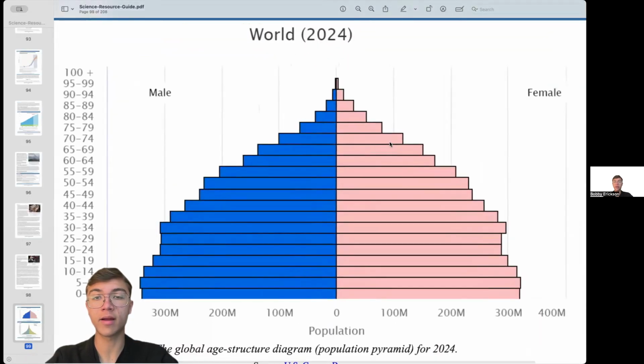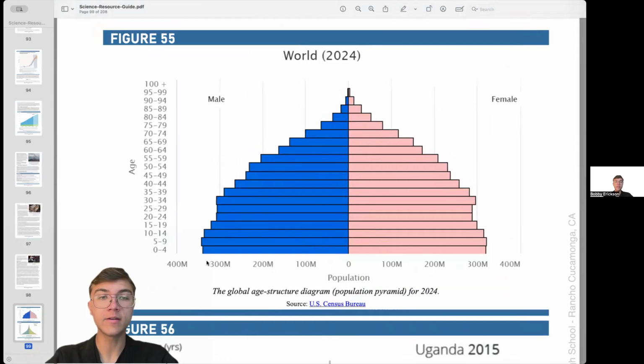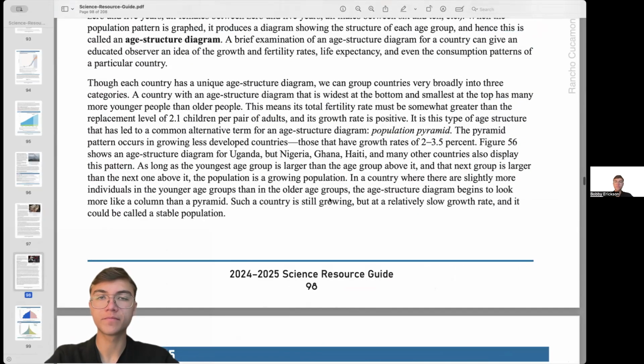This is the age structure diagram for the world right now. As you can see, about 330 million males and 320 million females are in the world right now. That stays pretty consistent for 0 to 4 year olds, and then pretty consistent from 0 to 14 years old. Then it starts to dip more as you go up. This chart is a lot like a pyramid, and knowing that the population of our youth is a lot greater than the population of older people is really important to understanding.